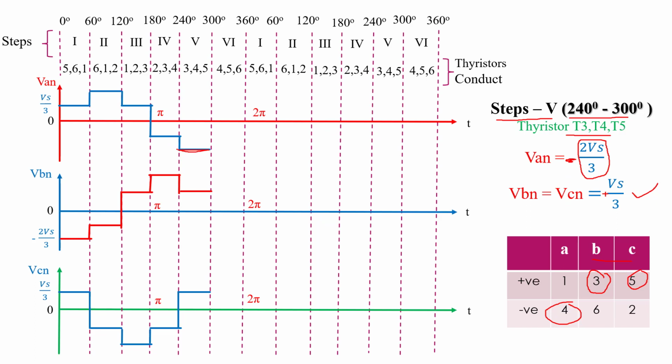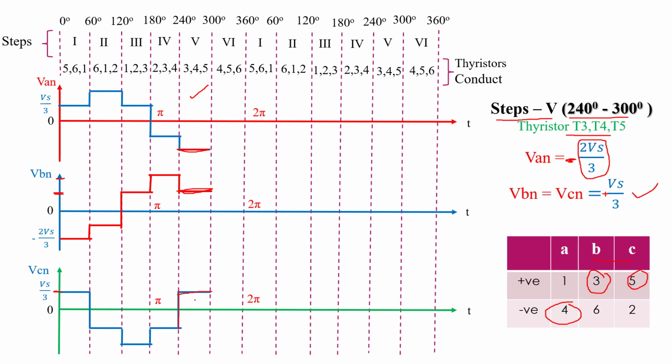Now draw the waveform. VAN is minus 2 Vs by 3, so this is minus 2 Vs by 3 for step 5. VBN is plus Vs by 3. If this is 2 Vs by 3, then this is Vs by 3, and we draw the waveform. Now VCN is Vs by 3. So if this is Vs by 3, here we draw Vs by 3.